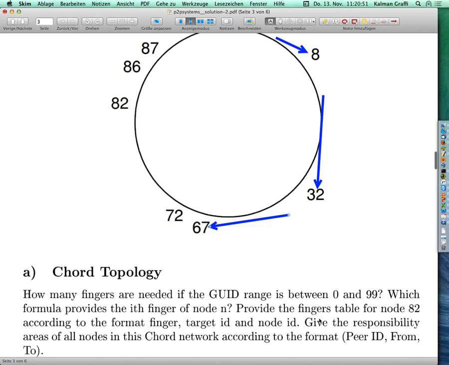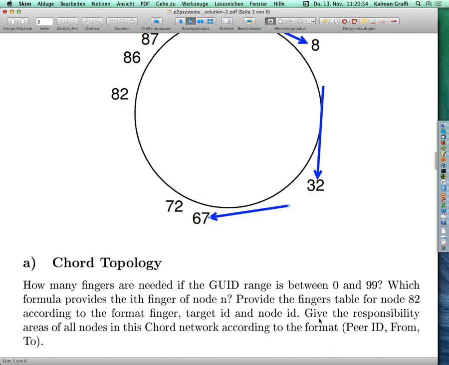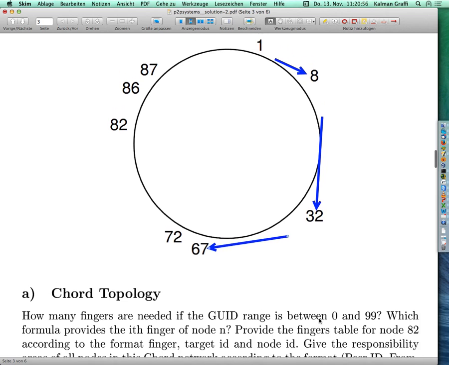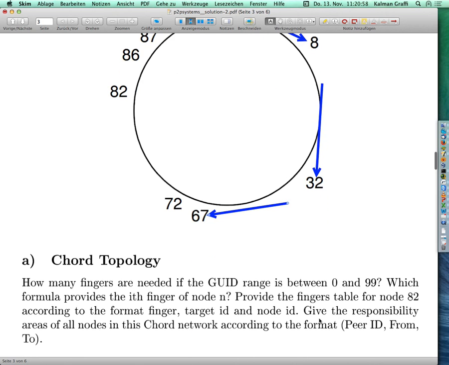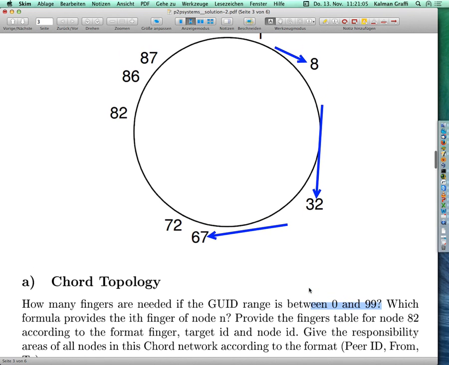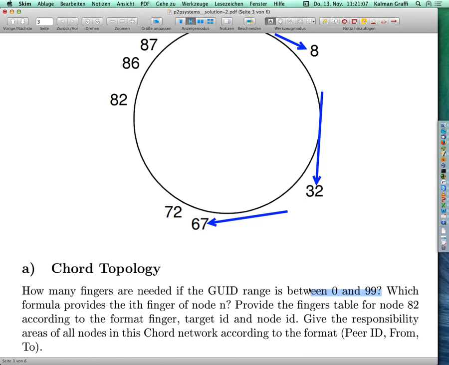Then there was the question, okay, how is it with the fingers and with the node 82? First of all, how many fingers do we have? And here the ID range was between 0 and 99. So how many fingers do we have?